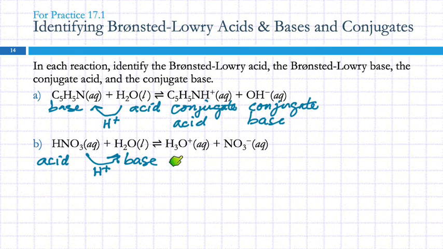So then over here, what's this guy? This is going to be the conjugate acid of that one, because it has the extra hydrogen ion. And this then must be the conjugate base. So a hydrogen ion, a proton, is being transferred from one thing to another. The thing that currently has the hydrogen ion is the acid.